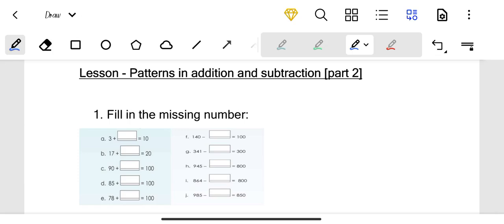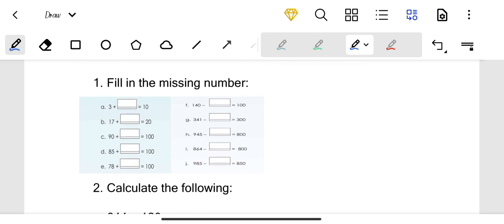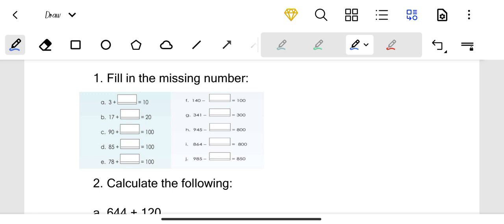Greetings. In today's lesson, I want us to recap patterns in addition and subtraction. Today we're only going to focus on certain questions that I have down here. The first question says, fill in the missing number.